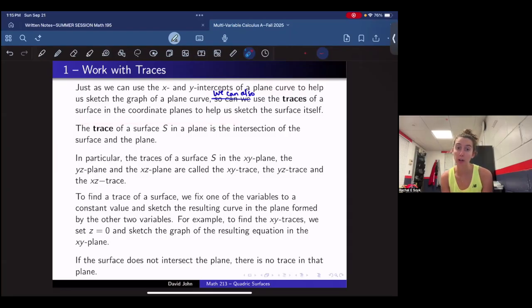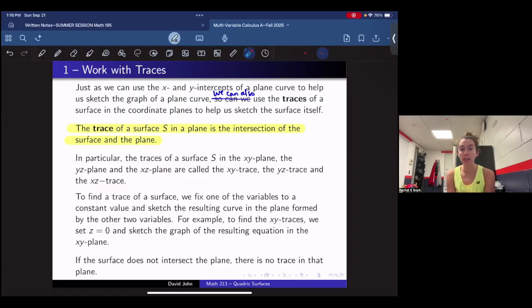And so now we have our definition. The trace of a surface S in a plane is the intersection of the surface and the plane. So why don't we go ahead and maybe highlight this? And so in particular, the traces of a surface S in the XY plane, the YZ plane, and the XZ plane are called the XY, YZ, and XZ trace.